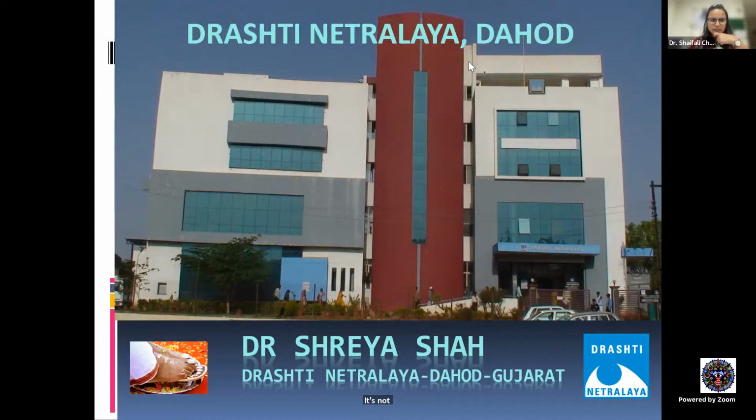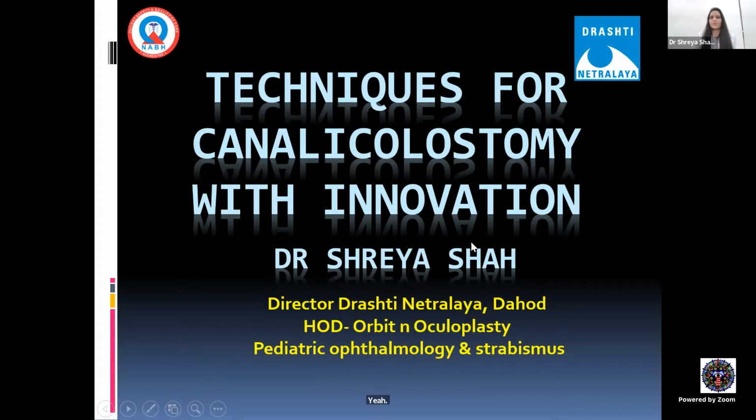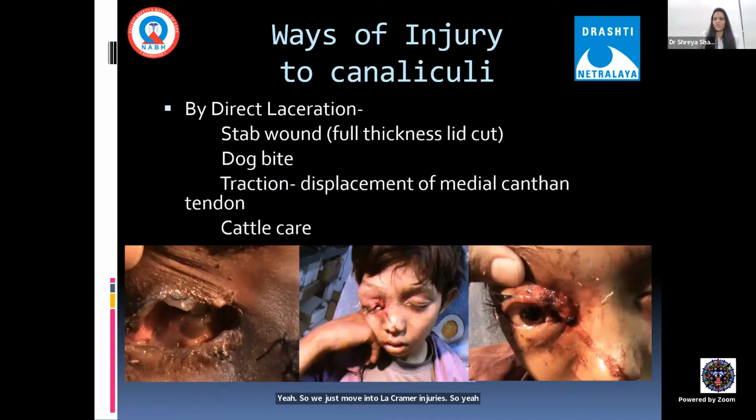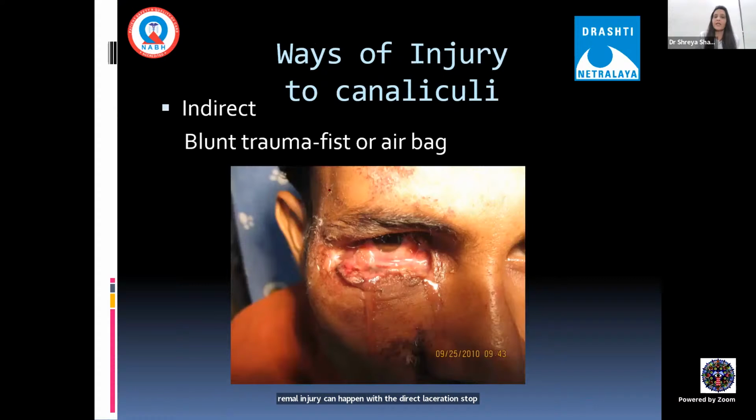So we'll just move into lacrimal injuries. Lacrimal injury can happen with direct laceration, stab wound, dog bite, or traction. Or sometimes in our area, most of the patients, during cattle care, will have an injury of the lacrimal canaliculus. It can be an indirect injury, blunt trauma, fist or airbag.